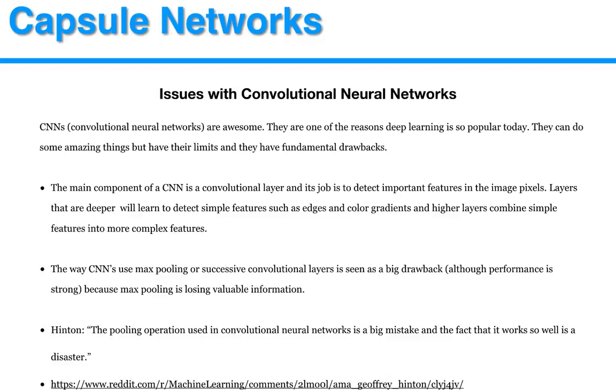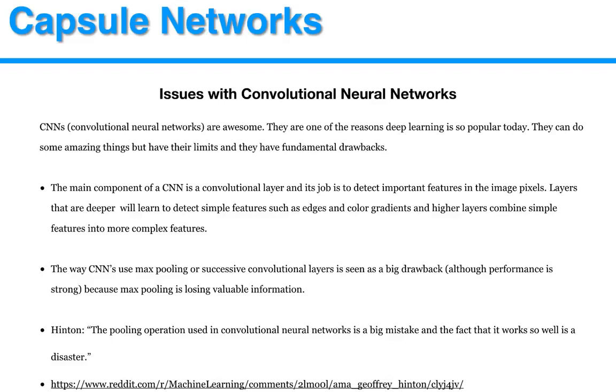They can do some amazing things, but they do have their limits and drawbacks. So the main component of a CNN is a convolutional layer, and its job is to detect important features in the image pixels. Layers that are deeper will learn to detect simple features such as edges and color gradients, and higher layers combine simple features into more complex features.